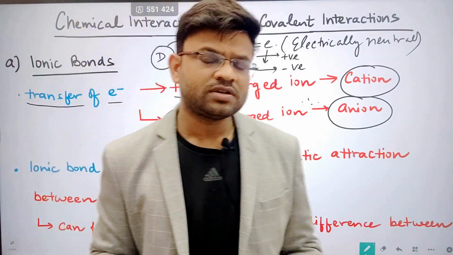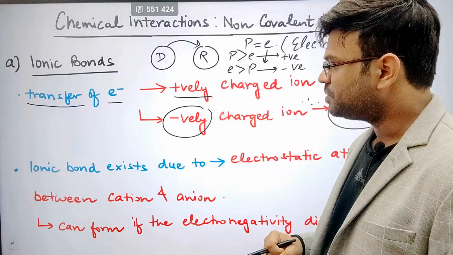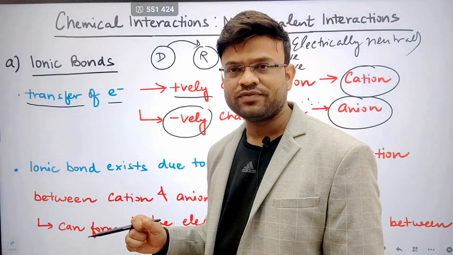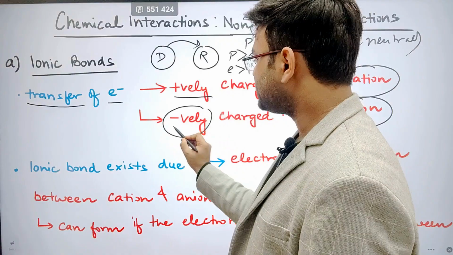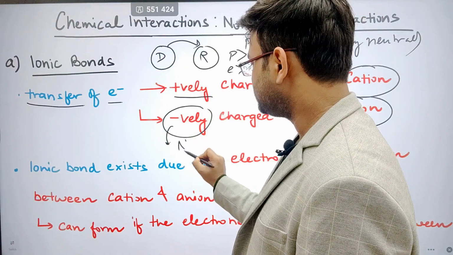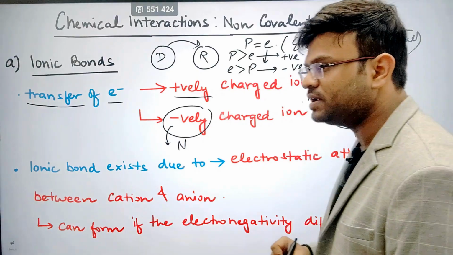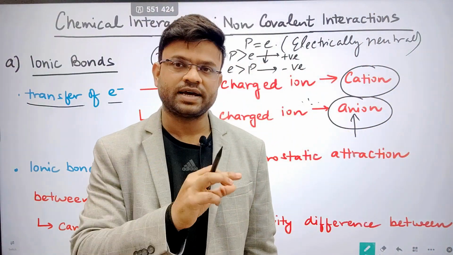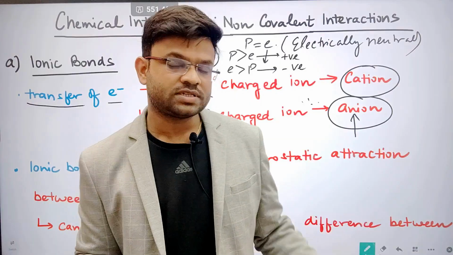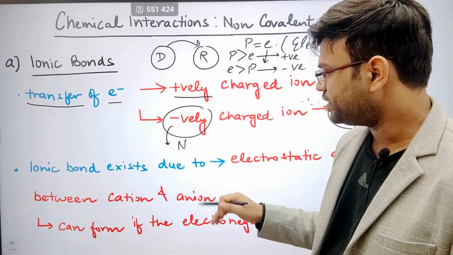Okay, so often students have a problem in remembering this. So what you can do is, negatively charged ion. Okay, so negative starts with N, and over here you can see anion also has an N. So you can easily remember this, cation and anion. I hope this is clear. Let us move on to the next point.